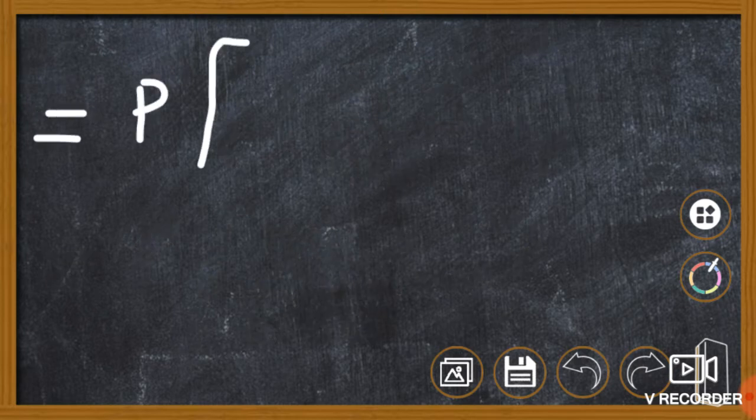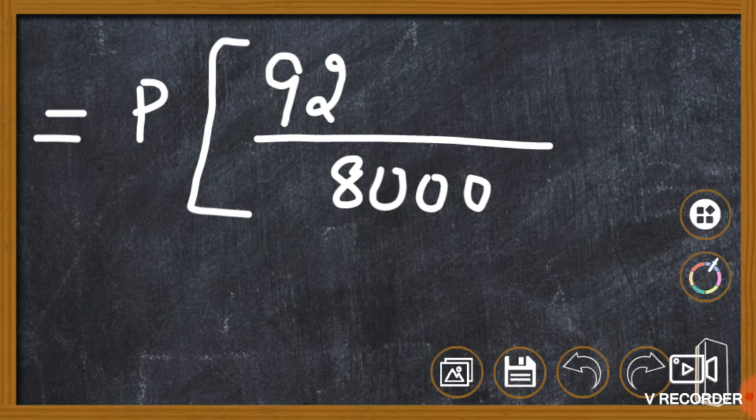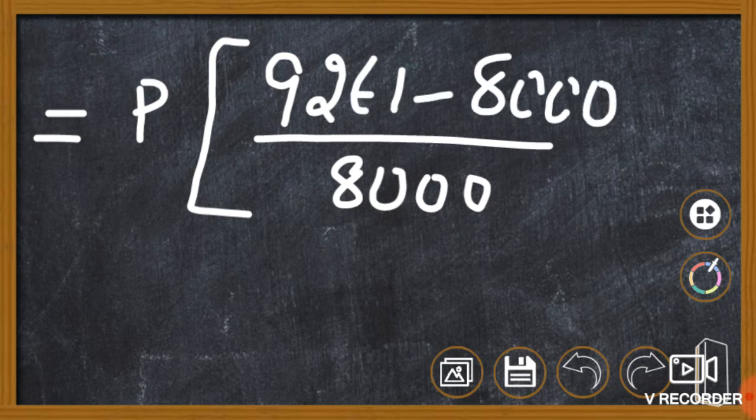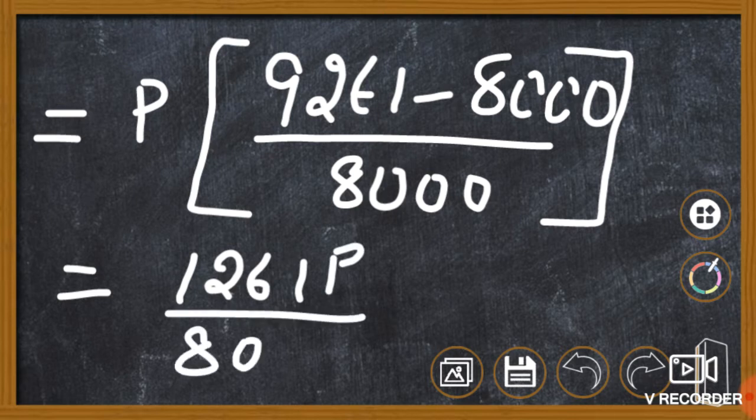P into, the LCM is 8,000. Here 9,261 minus 8,000 results as 1261P by 8000. This is the compound interest. Mark this as result number 2.